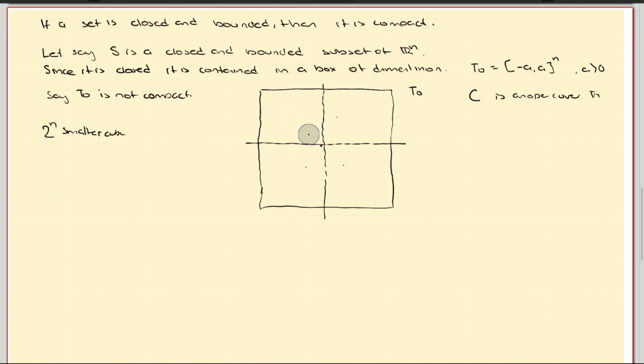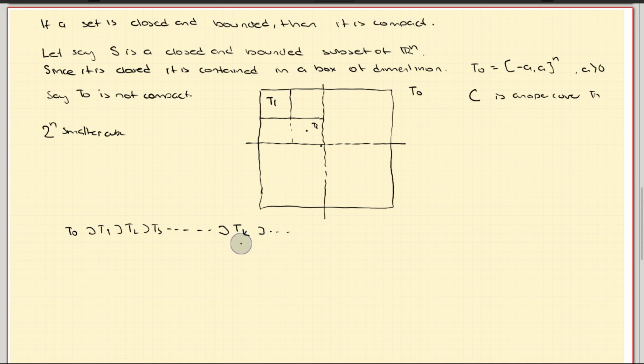Let's call one of them T1. Now we know that T1 is covered by infinitely many members of C. Here we can also divide T1 into 2 to the power n smaller cubes, and one of these smaller ones should be covered by infinitely many elements of C. Let's call this one T2. In this manner, we can construct a sequence of boxes: T0 contains T1, this contains T2, and this contains T3, and it goes like that. In general we have Tk.